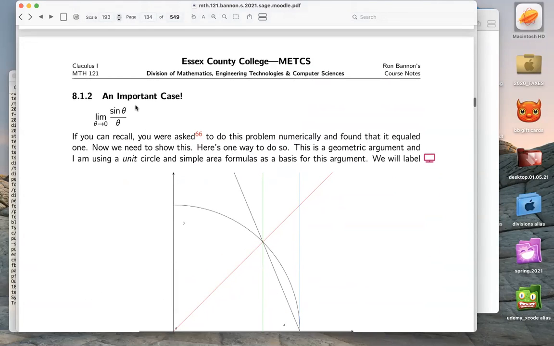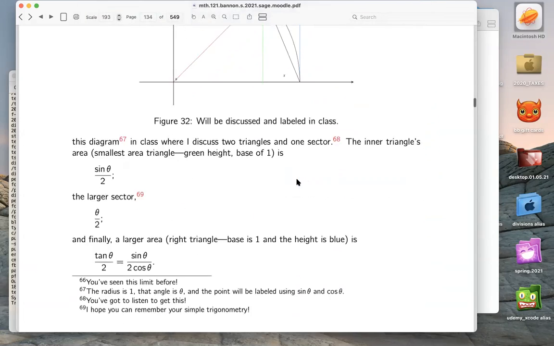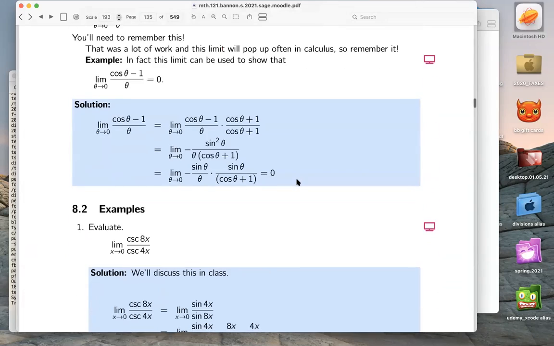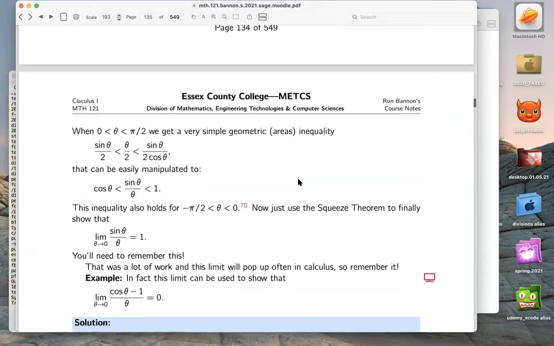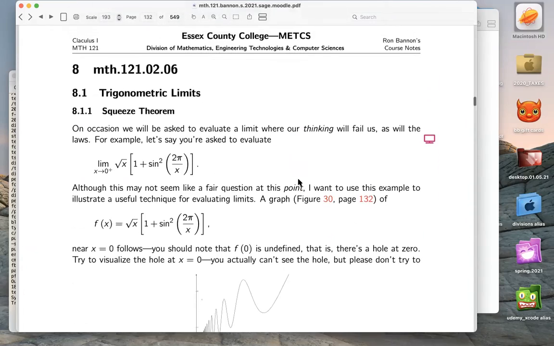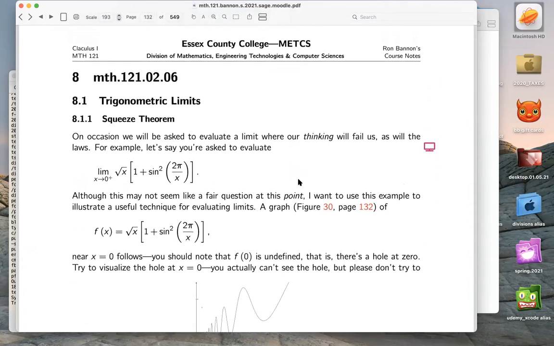We'll do an important case. This is an important case over here. We'll do cases related to the important case, and we'll talk about that as we go through this, all right? So then we'll do examples, but first up is lecture material. Basically, I'm talking through stuff that's presented to you in the notes.